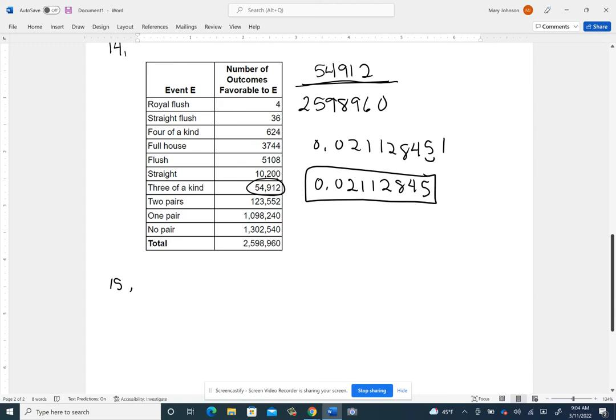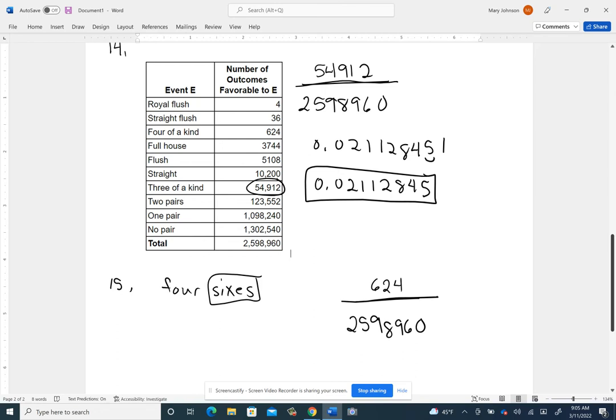15 says, what's the probability of being dealt 4 sixes? 4 sixes. And of course, that's not explicitly in the chart, so you have to think a little bit about this. Okay. So if we just looked at the probability of getting a 4 of a kind, we have that information. We could do the 624 out of the total number of possible 5 card hands we could get. So that's the same as what we did before, but it didn't just say what's the probability of getting a 4 of a kind. It said 4 sixes.